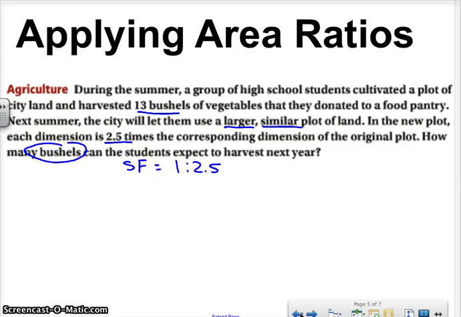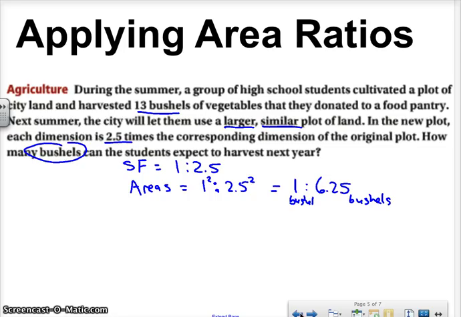So our ratio of areas is going to be 1 squared, which is 1, to 2.5 squared, which is 1 to 6.25. In other words, you should expect for every 1 bushel that you make, you should make about 6.25 more bushels this year with this area.